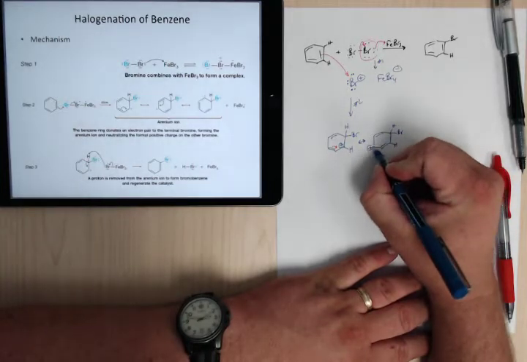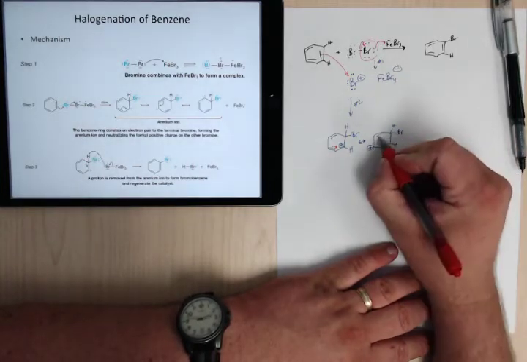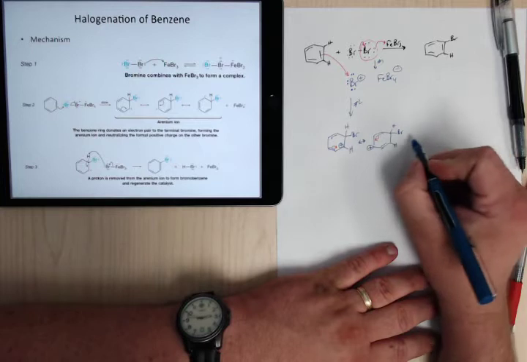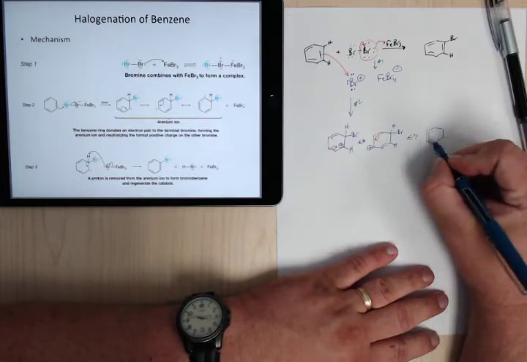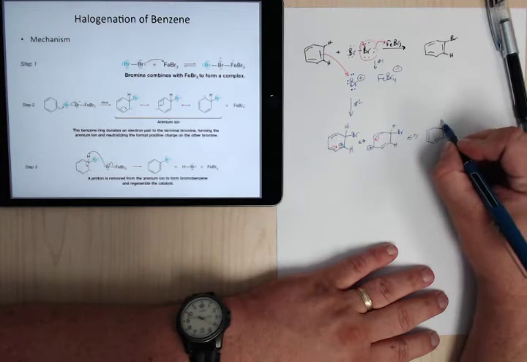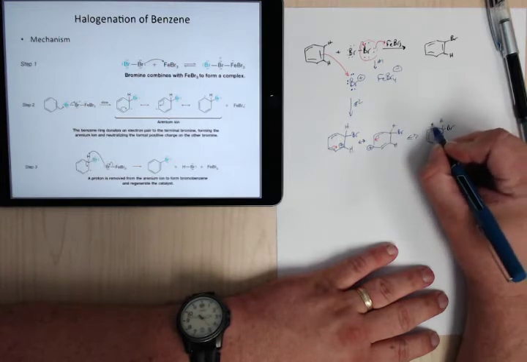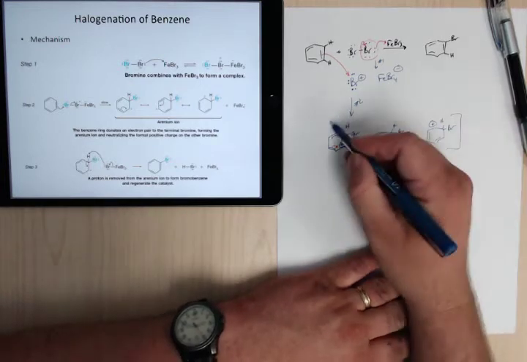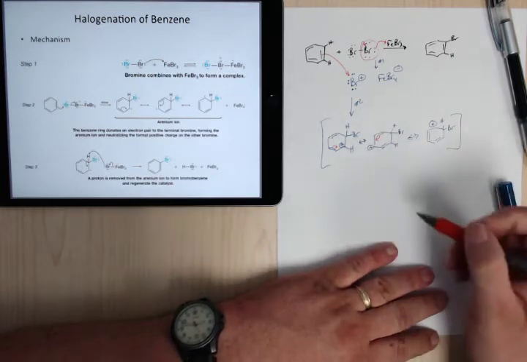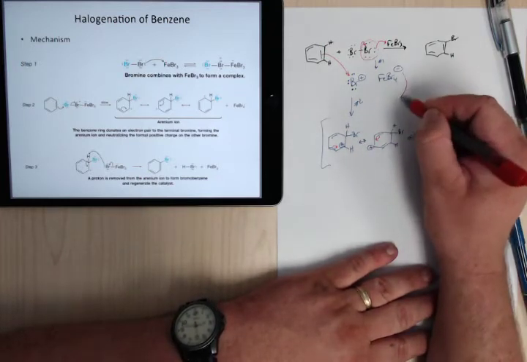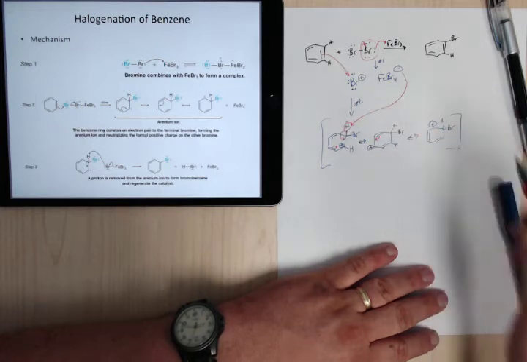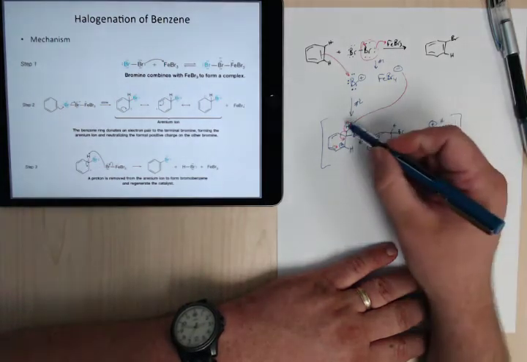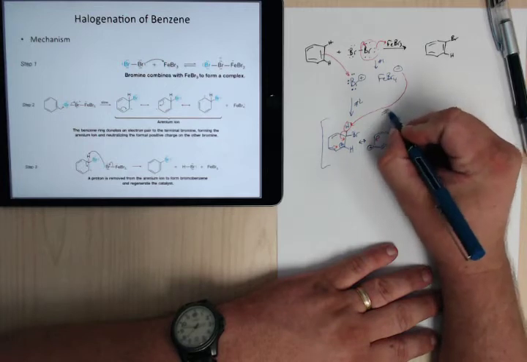So now this has a positive charge. And if we can do another resonance structure where we remove this, there. Now, that's all fine and good, but what we really want to be able to do is take this, rip off this hydrogen, and reestablish the benzene, and this is step 3.